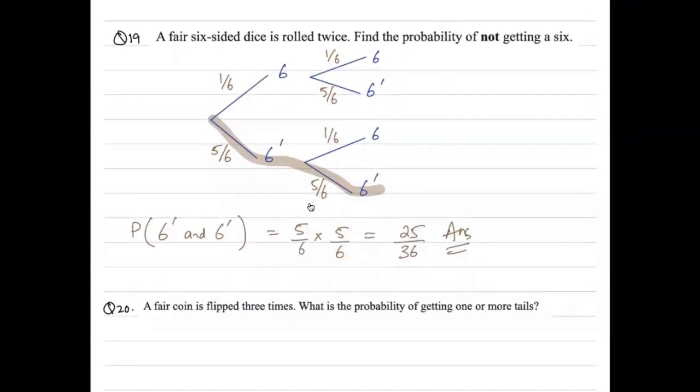If you're done with this, please try the next one. So a fair coin is flipped 3 times. If the coin is fair, then the probability of every outcome, the probability of getting a head and a tail is the same. Okay, that is 1 upon 2. Now, a fair coin is flipped 3 times.